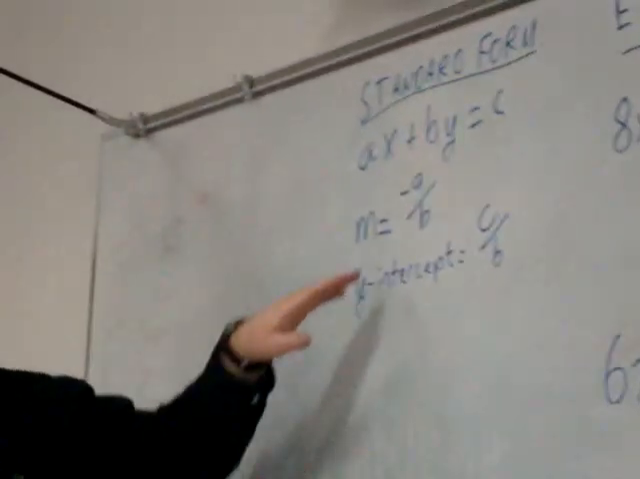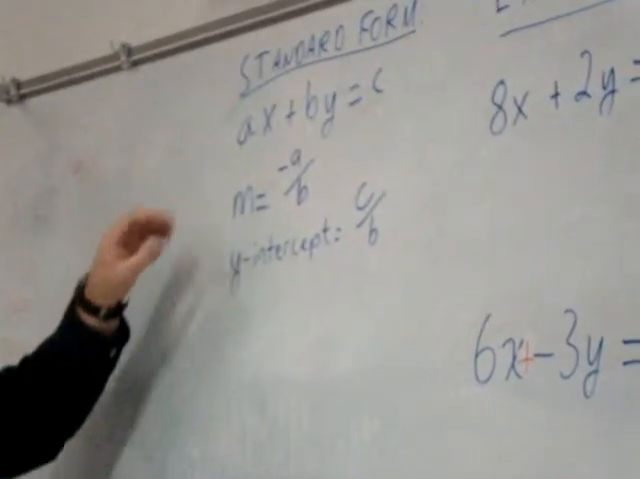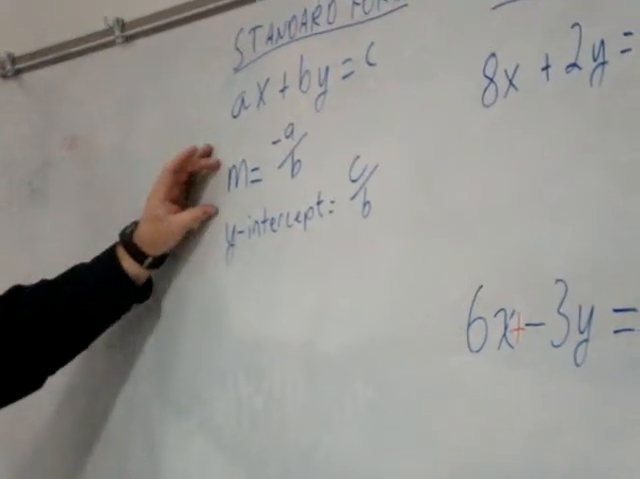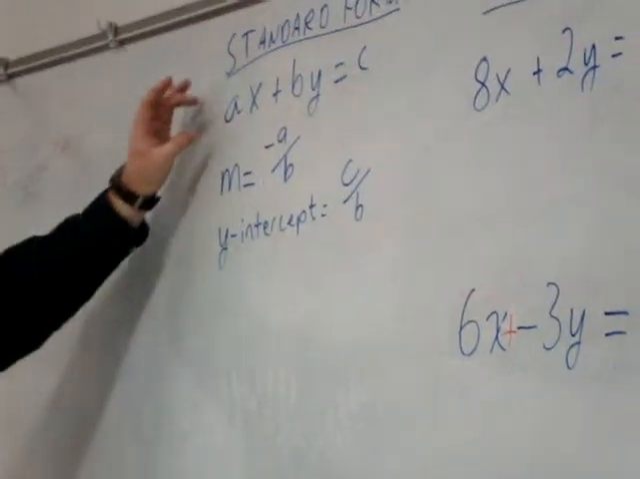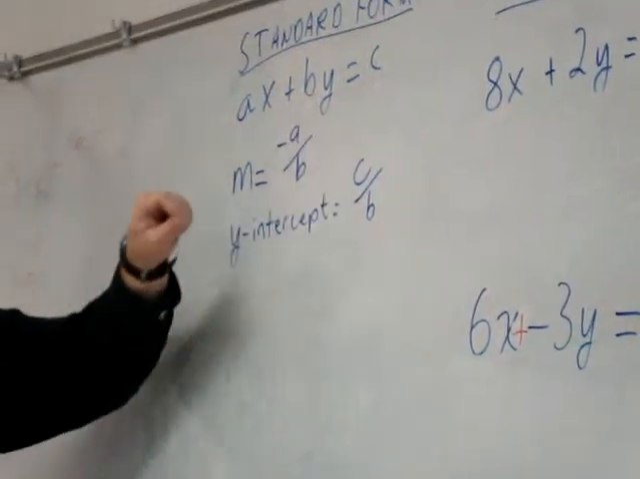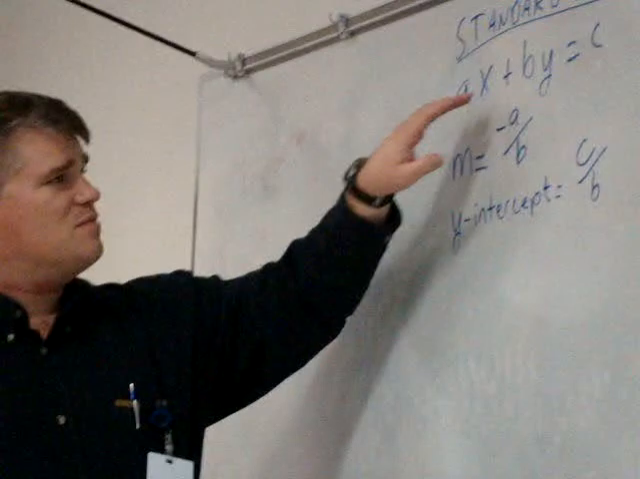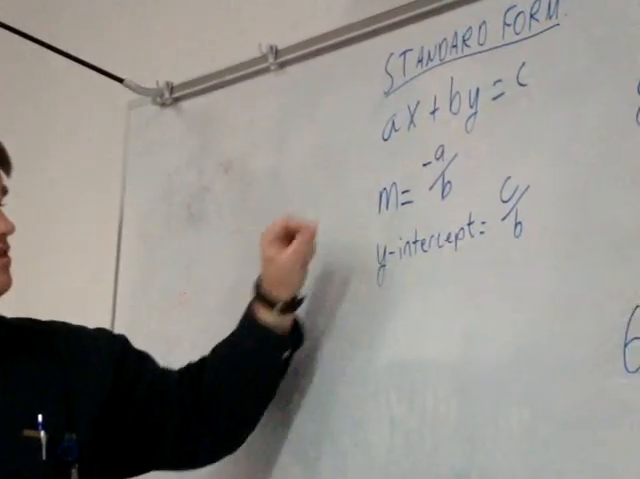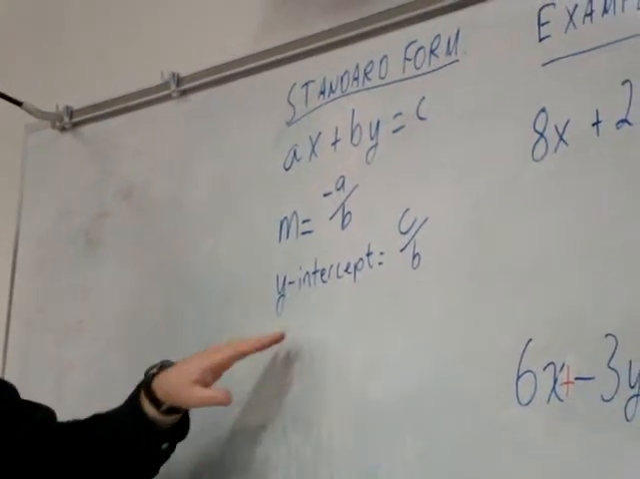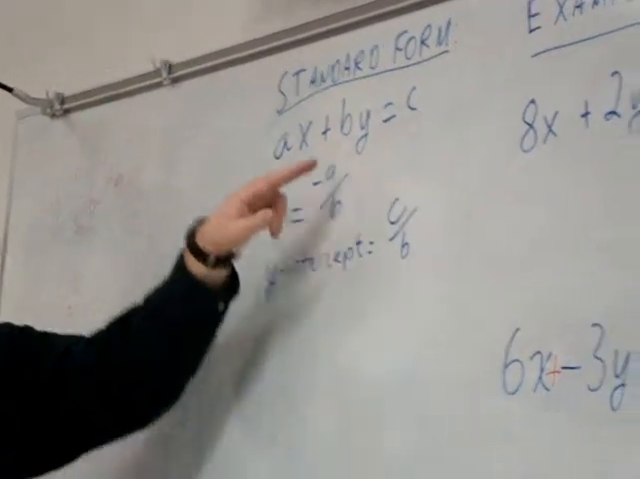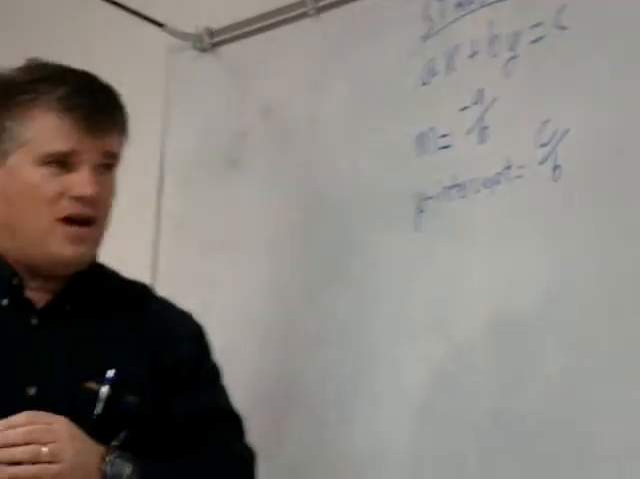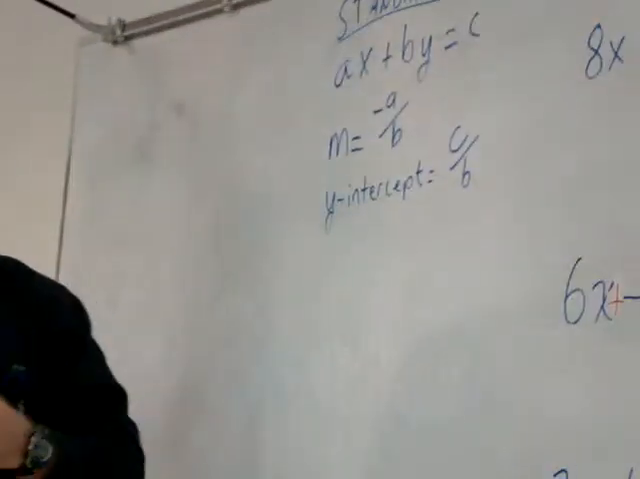Well, by taking this property here in standard form, ax plus by equals c, I find the slope simply by taking the negative of the coefficient of x and dividing it by the coefficient of y. So if ax plus by equals c, then the slope is negative a divided by b. And the y-intercept, I can take that constant and divide by the coefficient of y, in this case b, and that gives me my y-intercept. So let's do an example.